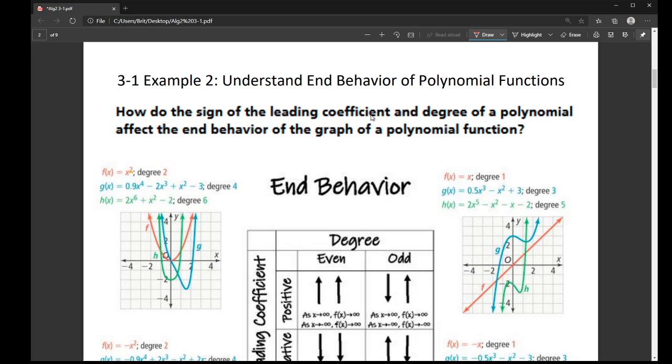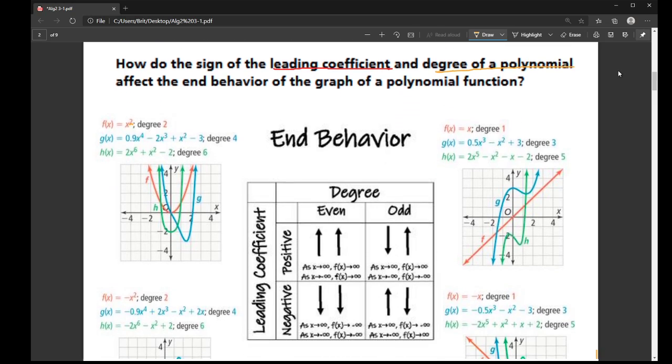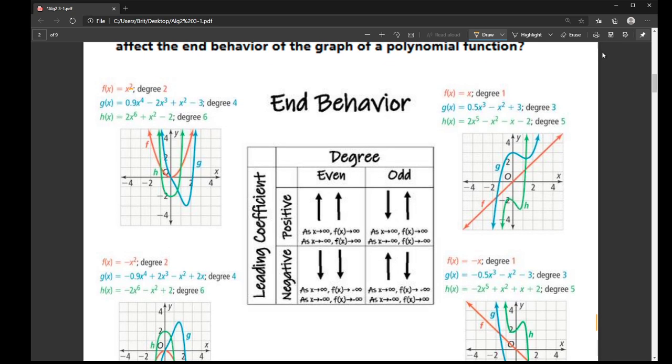So, as we were talking about a little bit in the last video, we can determine a lot about a function if we know the leading coefficient, which is the very first number that appears in a polynomial in standard form, and the degree, which is the highest exponent of the polynomial. Now this table I got online. It's not part of Savvas, but it really helps us to recognize some of the patterns.